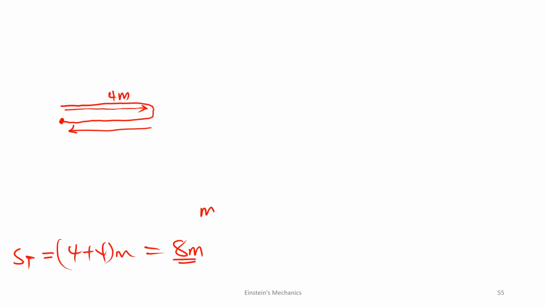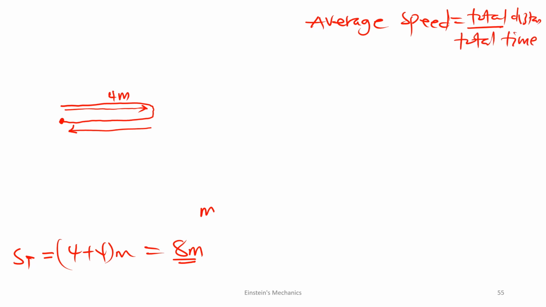And the question was also interested in finding the average speed. Remember, average speed is just total distance over total time. And now we've seen that our total distance covered was 8 and the total time was 3 seconds. So the average speed, which is the average velocity, is going to be 2.7 meter per second.